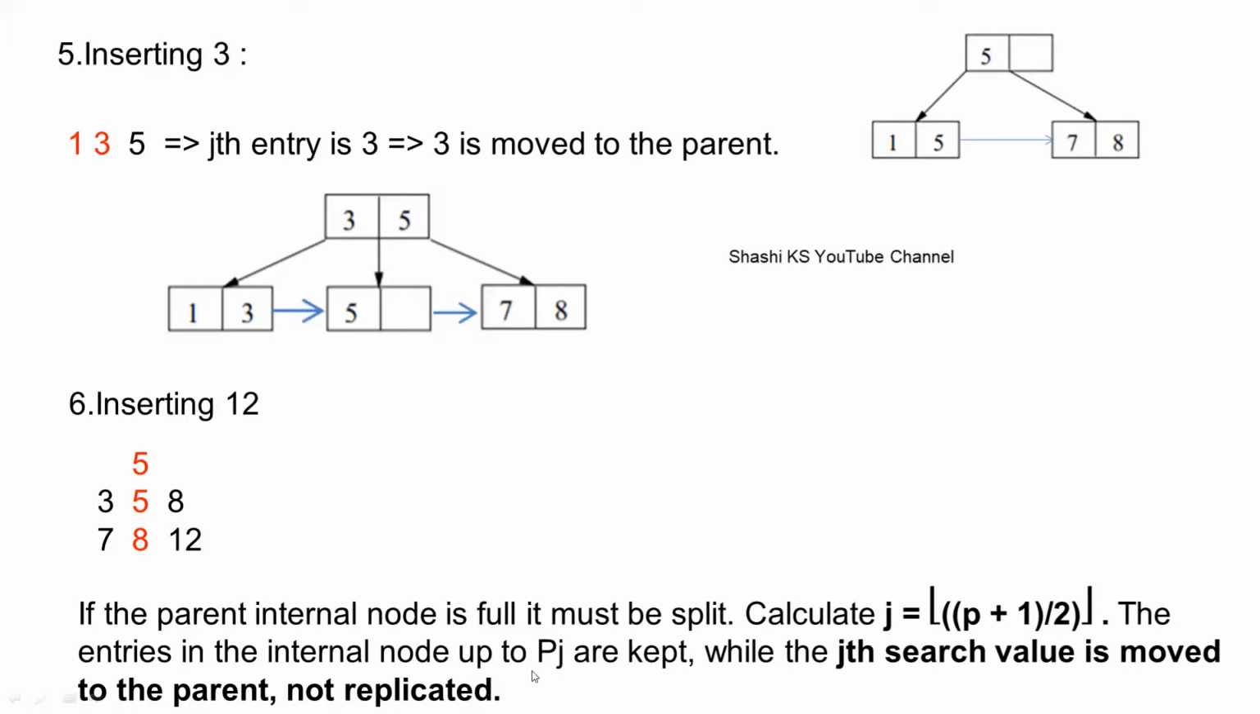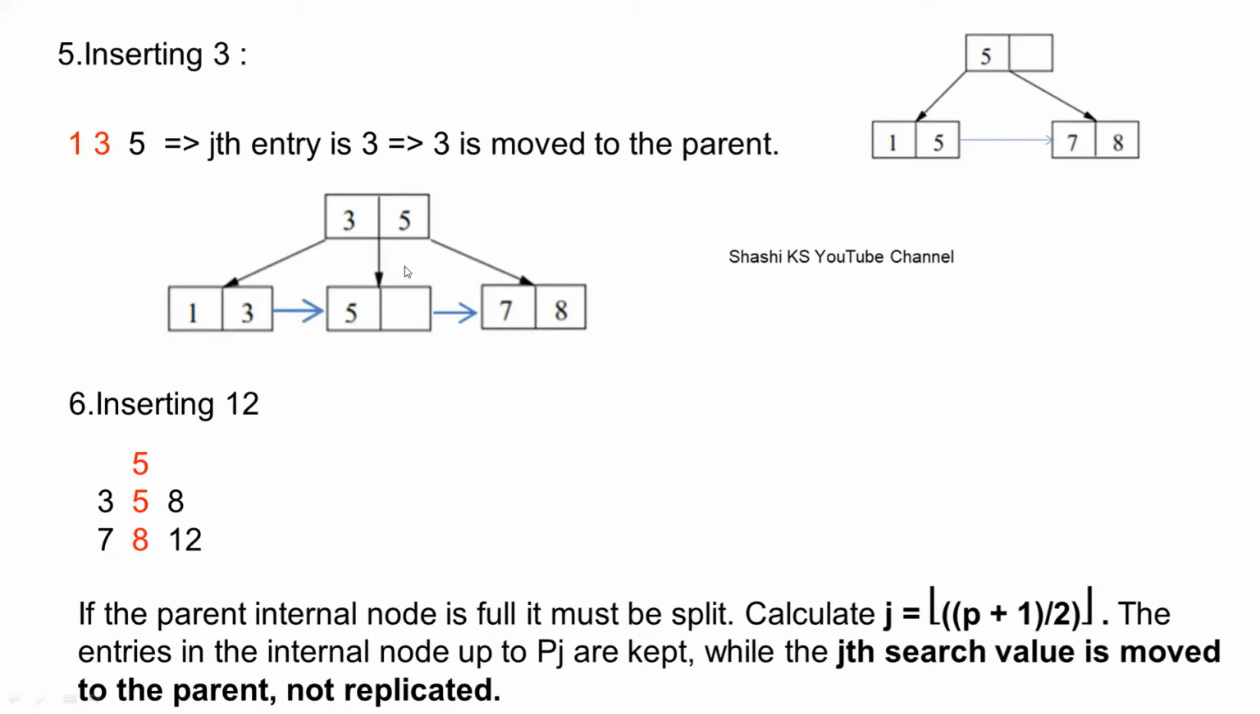The entries in the internal node up to Pj are kept. Up to j, you have to keep your entries, while the jth search value is moved to the parent and it is not replicated. Note that you are keeping the entries up to Pj, and the second search value has to be moved to the parent, but you should not replicate it in the parent. So whenever your internal nodes are being split, you should not replicate it in the internal node. You should just move it to the parent node. That search value is just moved to the parent node.